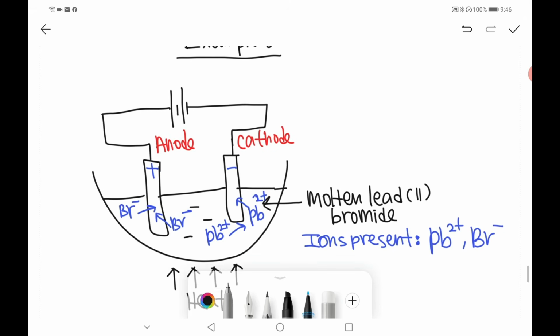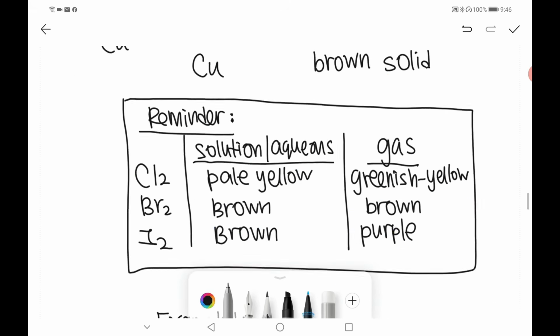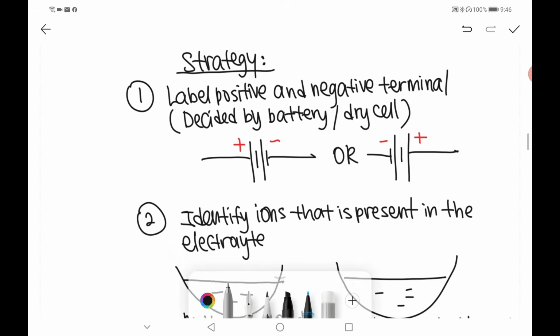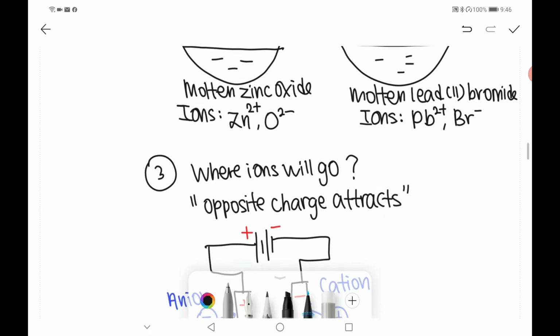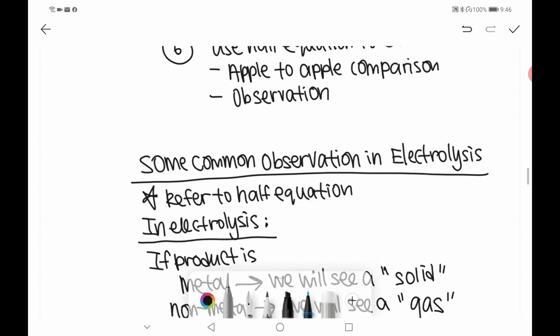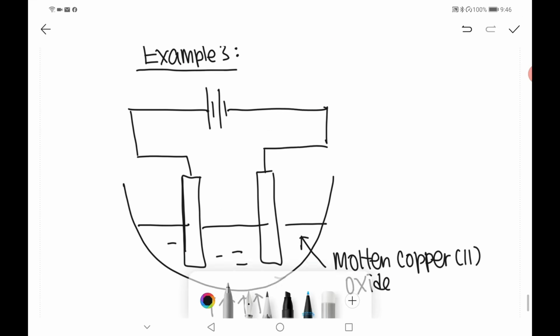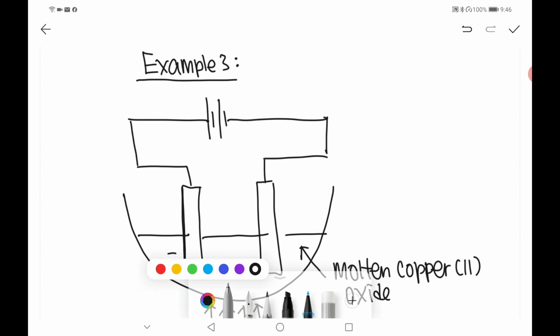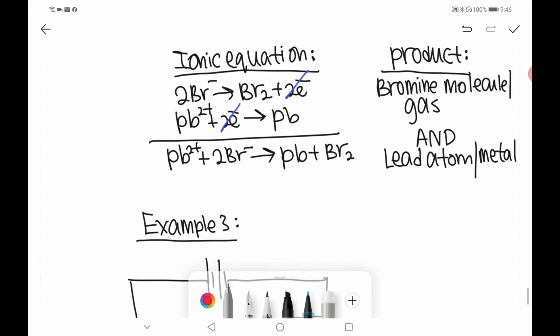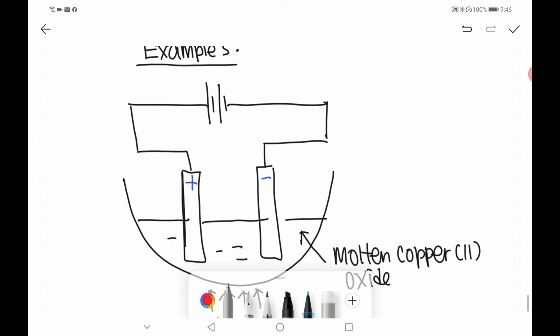As usual, follow the strategy step by step. This is the strategy, you can refer back. Most importantly, no rush, step by step. Step number 1, we need to identify the terminal, anode and cathode first. The longer side of the battery is positive. The shorter side of the battery is negative. The positive electrode is called anode. The negative electrode is cathode. So this is very important.